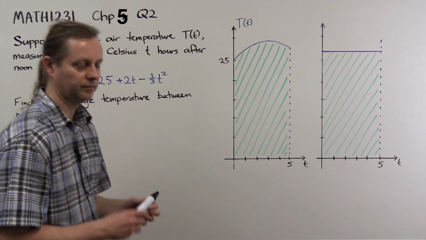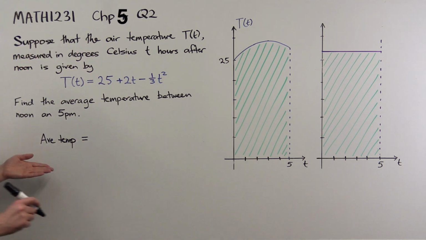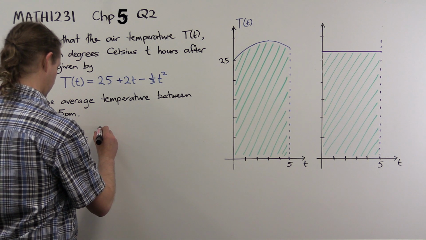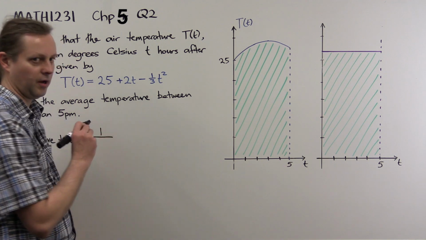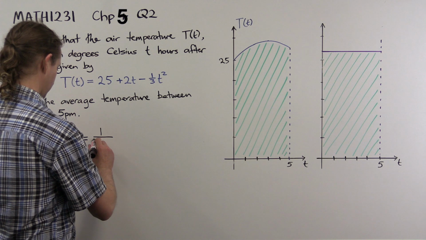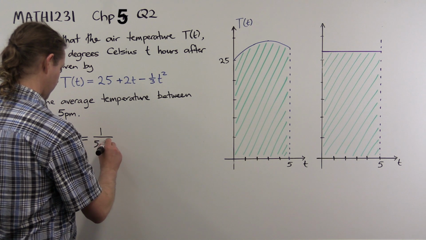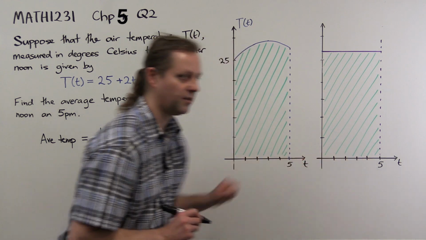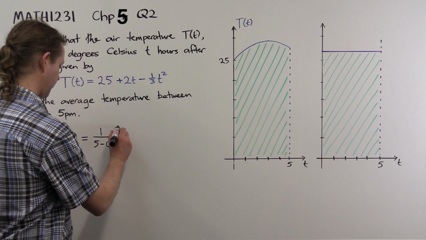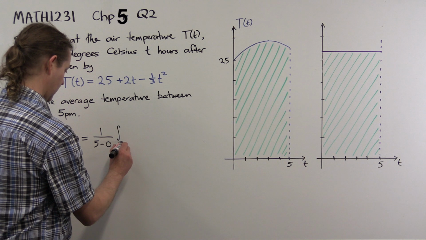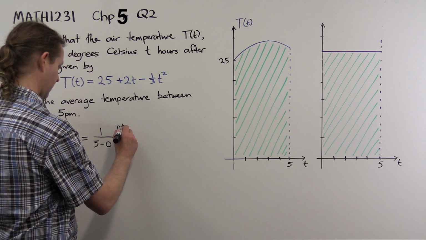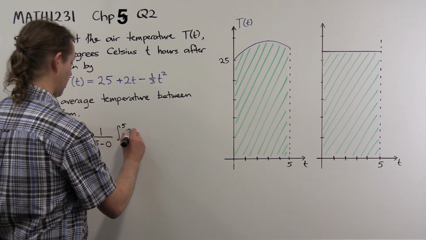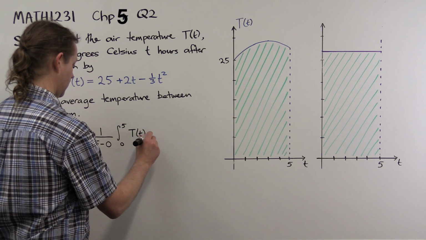So let's do that. We're going to calculate the average temperature, and I'll write the division by the base width first. That's 1 over 5 minus 0, since 5 minus 0 gives you that length. So it's going to be 1/5, times the area, which is the integral from 0 to 5 of capital T dt.